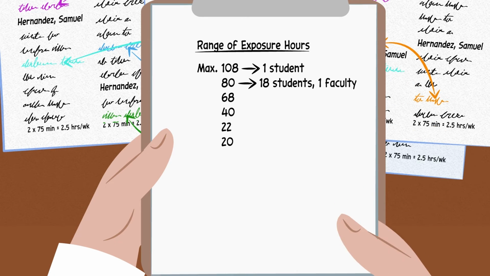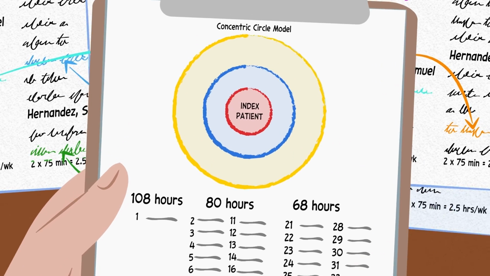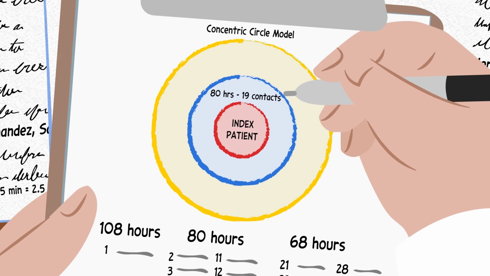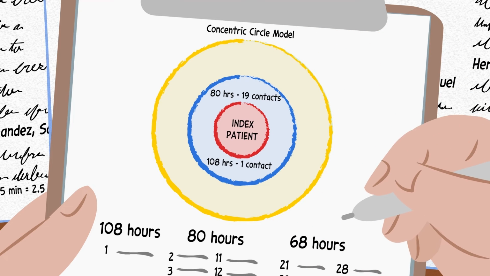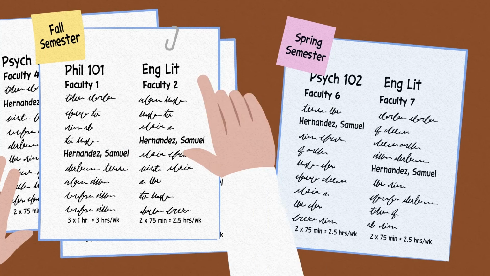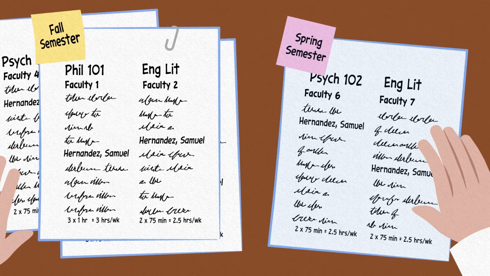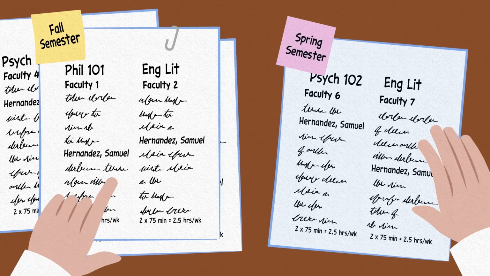Considering classroom characteristics and the range of exposure hours, you could then develop a list of students and faculty who had the most exposure and configure a concentric circle. In this case, those having 80 to 108 hours of exposure were identified as being high risk. This equated to 19 students and 1 faculty member, who were all from the 16-week fall semester. One could argue that the spring semester contacts were at higher risk because the patient may have been more contagious just before his diagnosis. Again, this is where your own judgment comes into play. After all, the patient was also infectious and coughing throughout the fall semester.